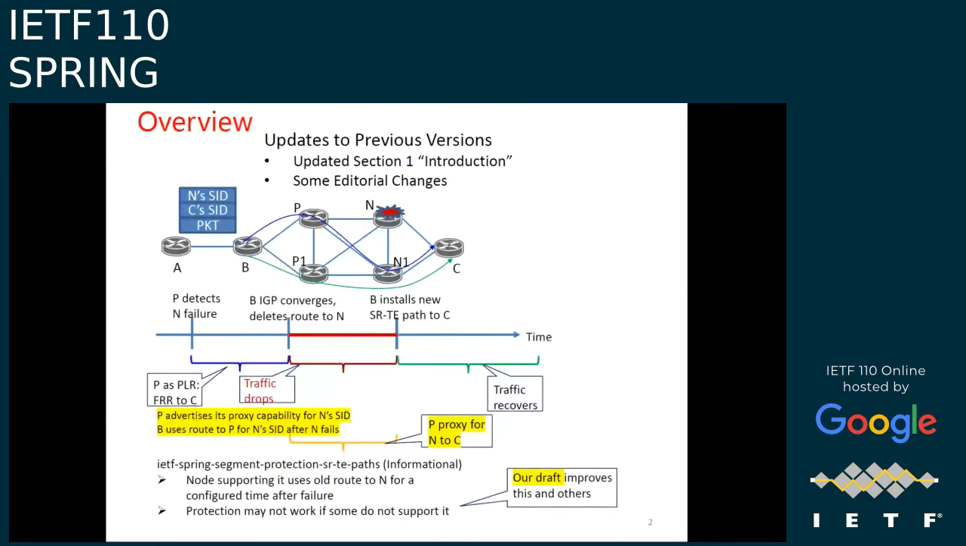However, if some of the nodes do not support these functionalities, then we may not provide protections during the period from IGP convergence until the new path is installed. So our solution provides enhancements to the existing solutions. Let's look at more details. The next page.